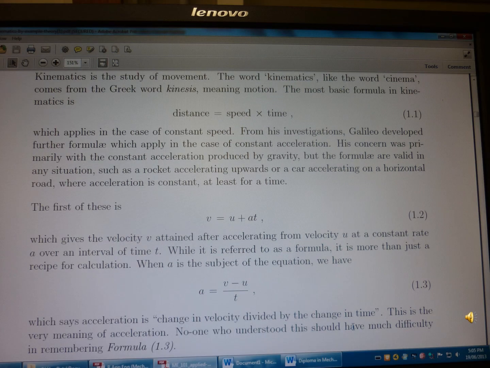That equation is a equals v minus u divided by t. So in this case, the acceleration is the change in velocity divided by the change in time.